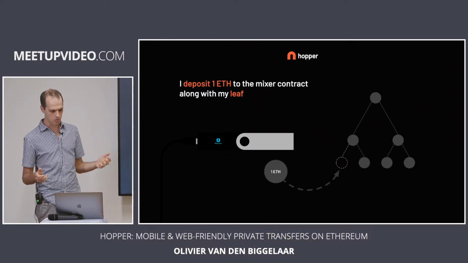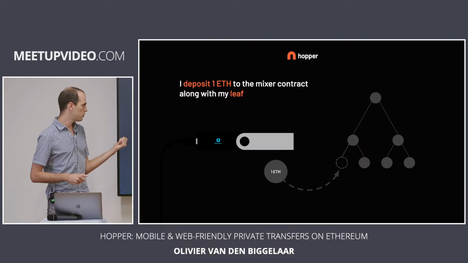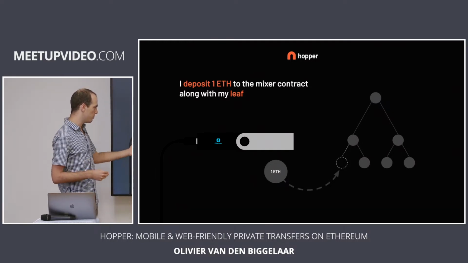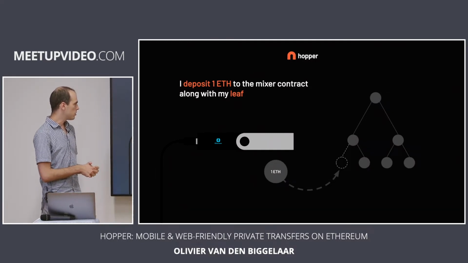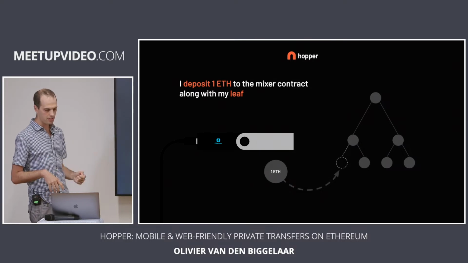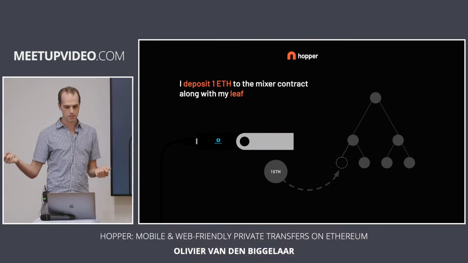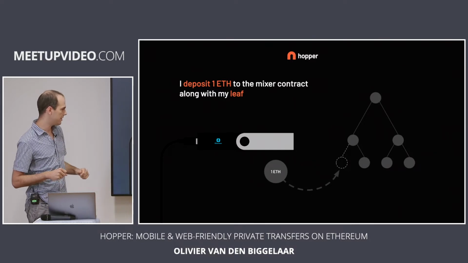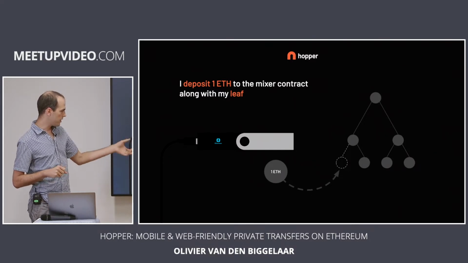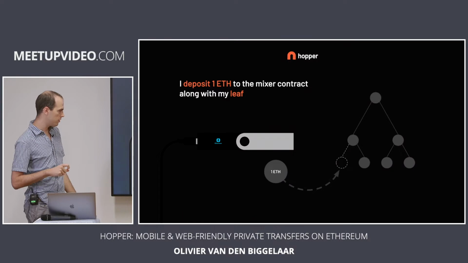The next step is, let's say you want to top up your Argent wallet with your hardware wallet. You take this leaf that the app generated for you, and you send 1 Ether to the mixer along with this leaf as data. The mixer contract will then record your deposit into a Merkle tree.